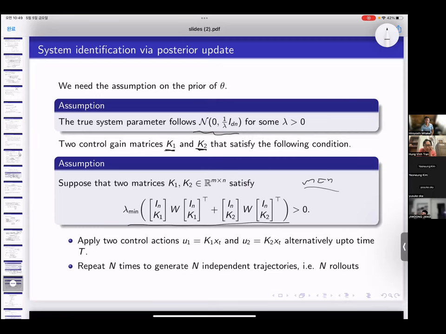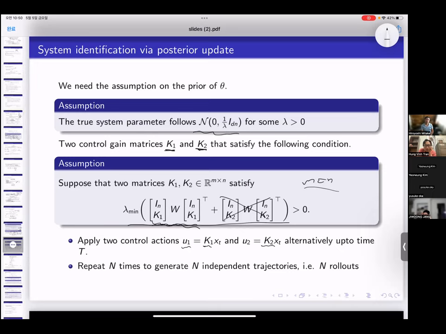To be more precise, let me disregard the second part and look at the rank of this matrix. As you can see, this is a narrow matrix, so it is rank deficient, and there is no way to guarantee the minimum eigenvalue of this matrix to be strictly greater than zero. Motivated by obtaining the minimum cost, I design a control action using K1 and K2. The rough idea is to apply control actions U1 and U2 alternately up to time t, and repeat the process n times to generate n independent trajectories, which we call n rollouts.